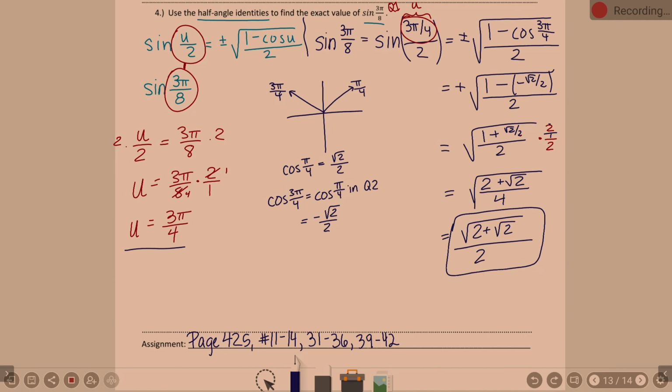I will also mention, they sometimes like to pull this 2 out front. And if you pull the 2 out front as a fraction, you will also see this as 1/2 times the square root of 2 plus square root of 2. I kind of probably favor the first one, but they're both good. Okay?